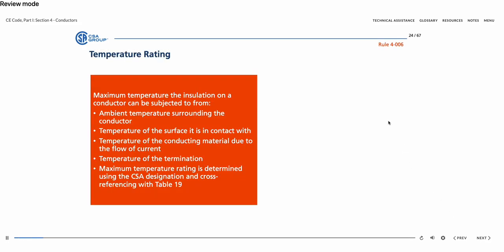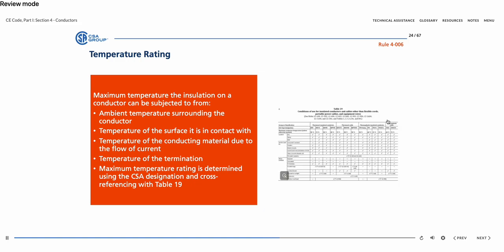Temperature rating is the maximum temperature the insulation on a conductor is capable of being subjected to from the following sources: the ambient temperature surrounding the conductor, the temperature of the surface it is in contact with, the temperature of the conducting material due to the flow of current, and the temperature of the termination. The maximum temperature rating of conductor or cable is determined by using the CSA designation and cross-referencing that designation with Table 19 based on the conditions of use.